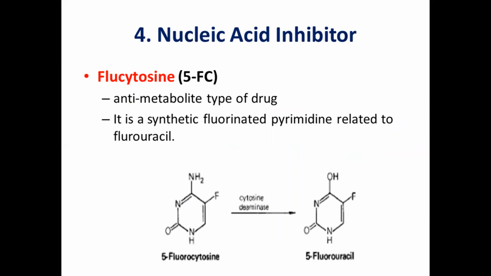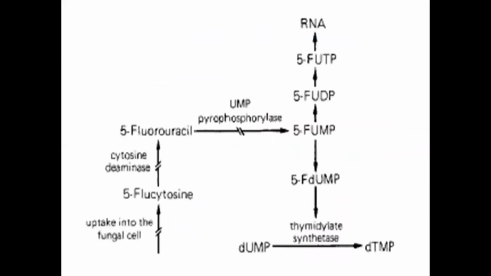So flucytosine is an anti-metabolic type of drug that is synthetic. This is a synthetic fluorinated pyrimidine related to fluorouracil. So there's an uptake by the fungal cell. It is converted into something else, no? So ano nangyayari, instead na mag-form siya ng RNA, ito ang napo-form niya. Okay? So nagkakaroon ng changes in the RNA formation.